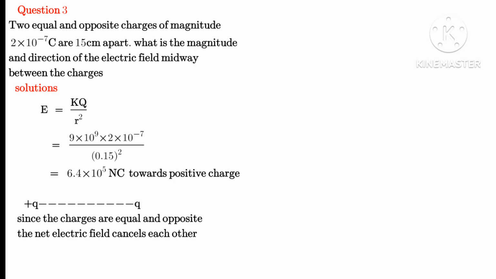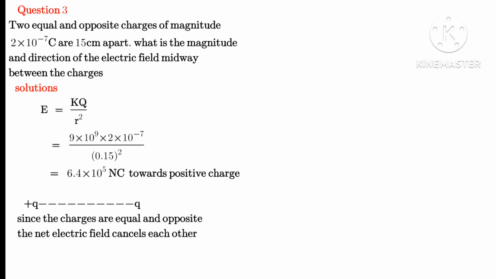Do you understand? So you have K to be 9 times 10 raised to power 9, times the charge, which is 2 times 10 raised to power minus 7, over the distance apart. You convert the distance to meters, so we have 0.15 squared, and at the end of the day we arrive at our final answer as 6.4 times 10 raised to power 5 Newton per coulomb, towards the positive charge.